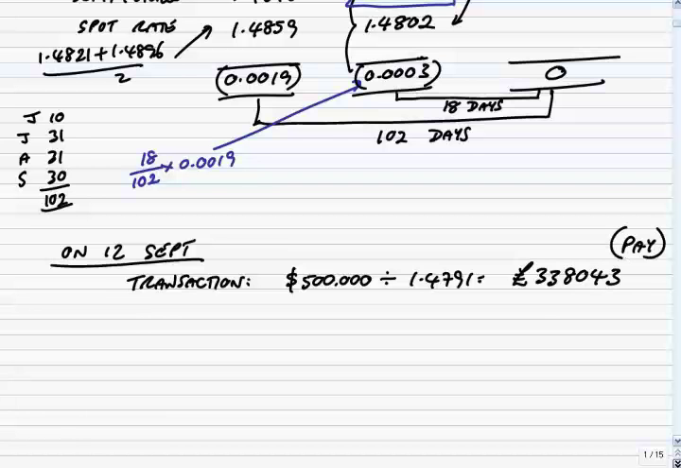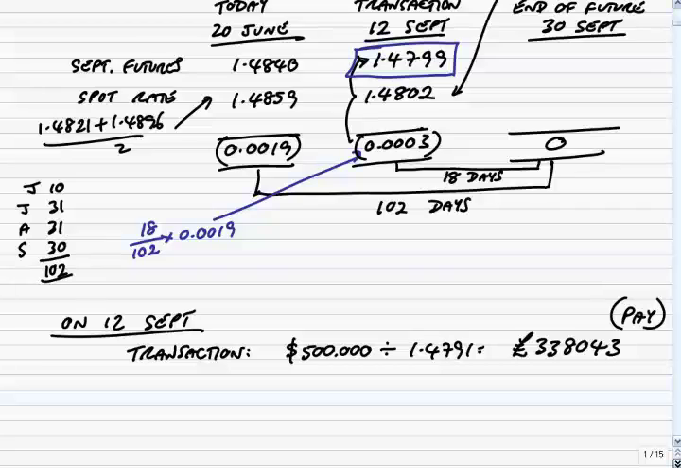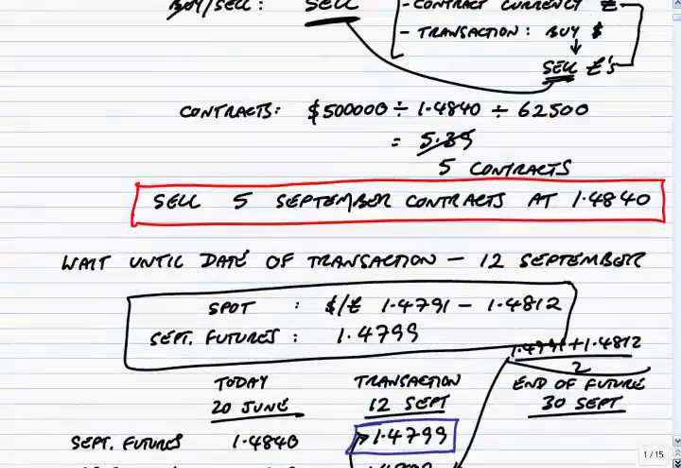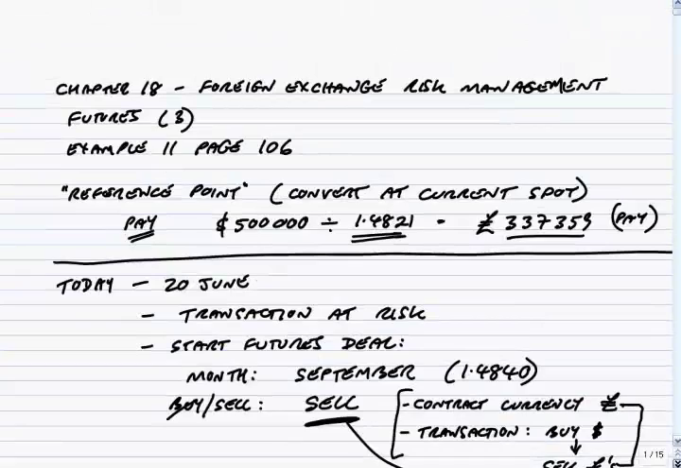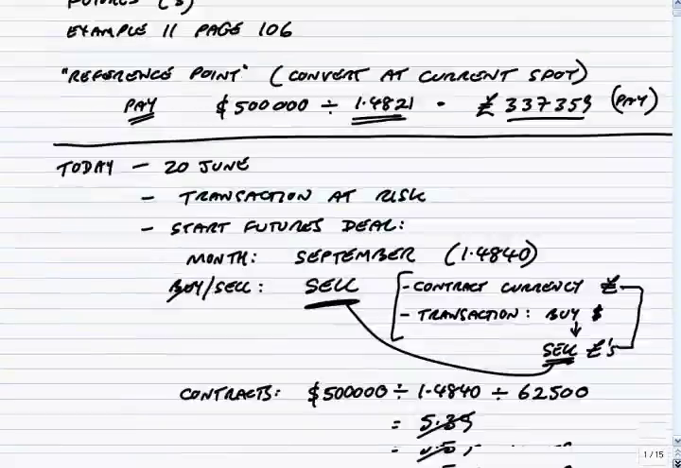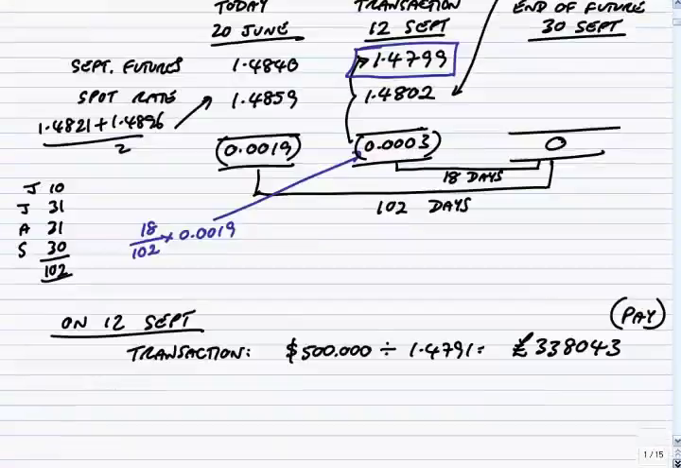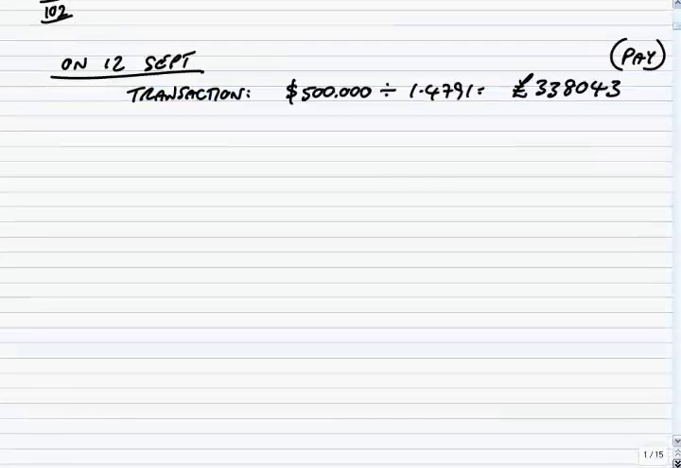And perhaps I'm wasting time, but if you compare with our reference point, at today's spot we'd be paying $337,000. The spot moved against us. Here we're having to pay $338,000. In that sense, we're losing money.